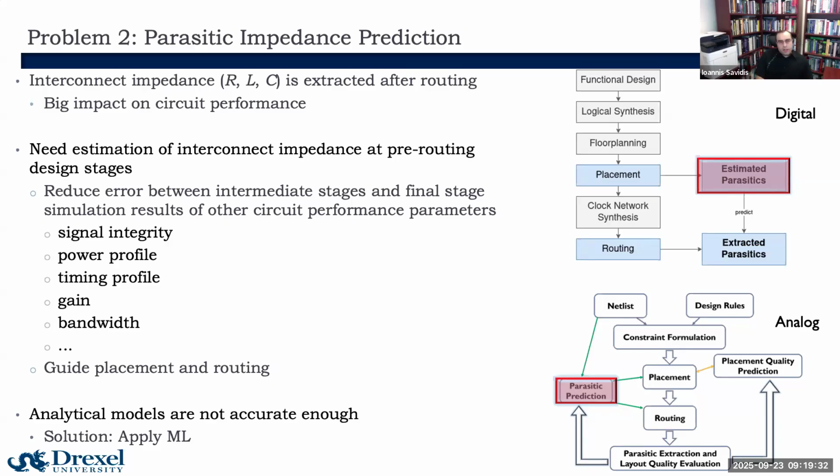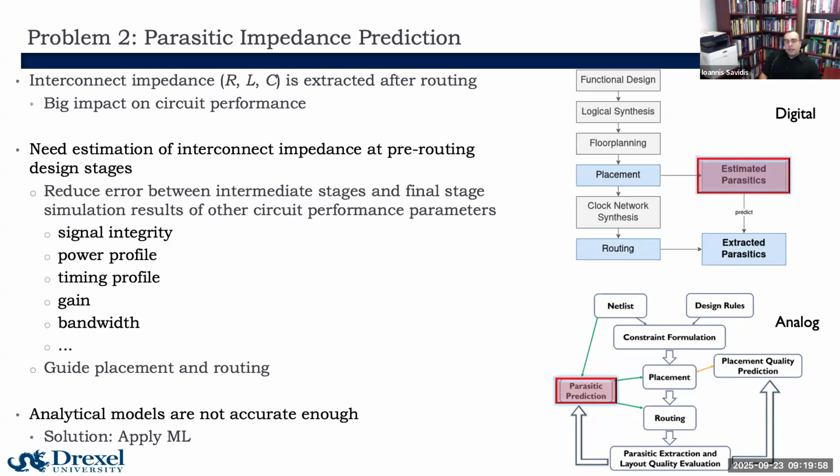By applying machine learning, interconnect impedance values can be basically estimated such that the error is reduced between the schematic and the post-extracted simulation results. And these predicted values are useful in guiding further placement and routing of circuit blocks. As a result, the number of simulations required for parasitically extracted layouts is reduced.